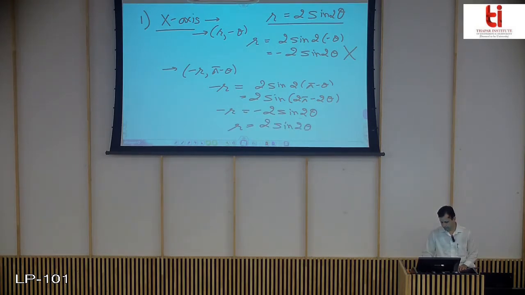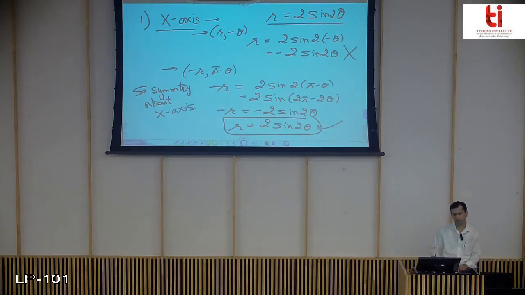So clearly you can see that you get the same curve in which you substituted the point. The curve does not change on substituting the point. The left-hand side is still equal to the right-hand side. So the curve is symmetrical about the x-axis. We got one thing: the curve is symmetrical about the x-axis.